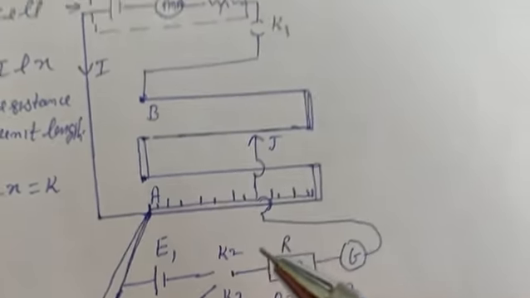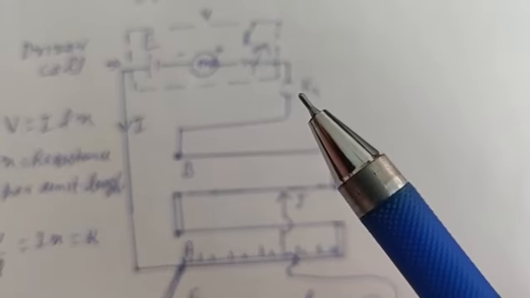Now the procedure. First of all, we will insert the K1 key. So there will be some deflection in the milliampere meter.